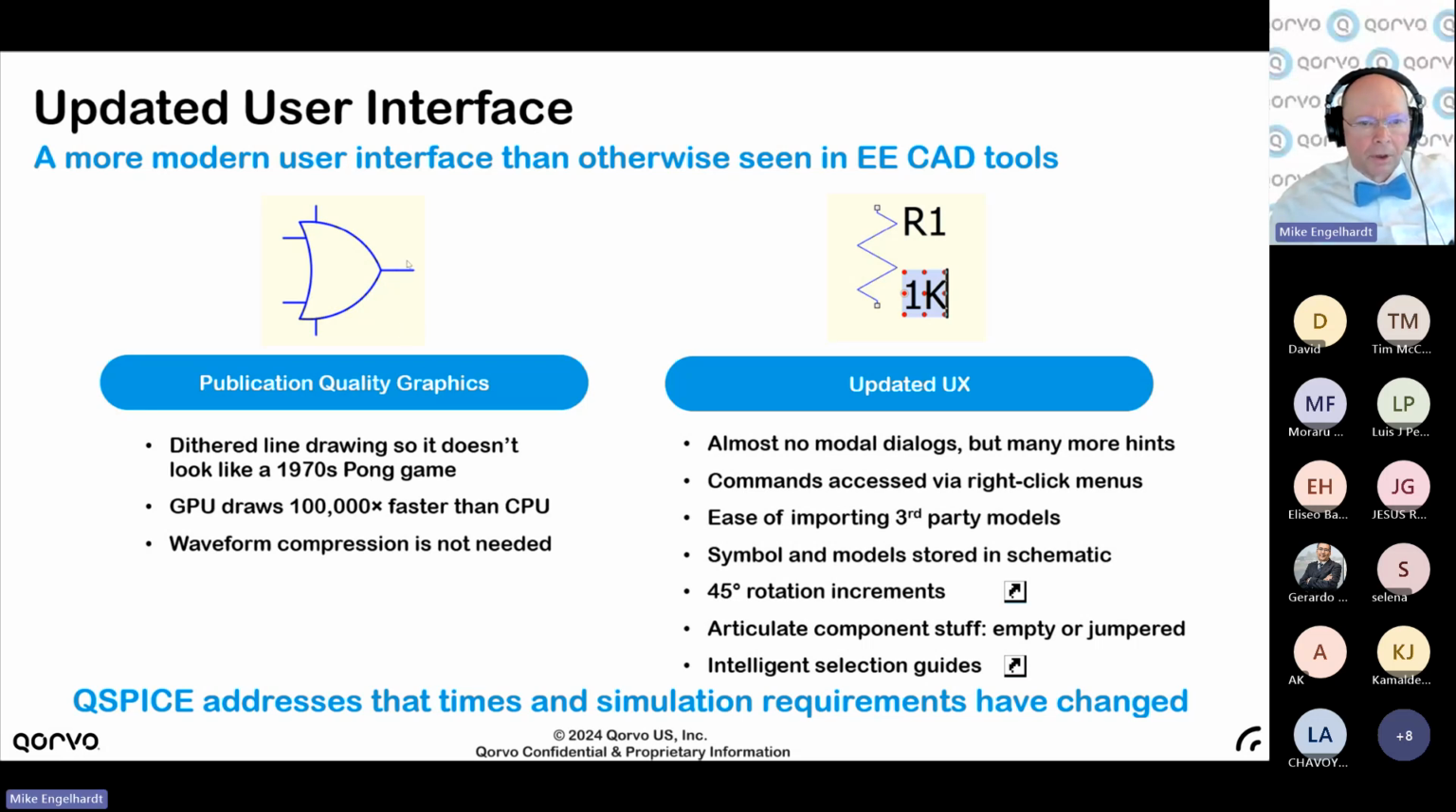So those are the three things that make QSPICE compelling: better SPICE basics, phenomenal mixed mode simulation capability, permanent desktop publishing quality graphics that's fantastically faster than what you've seen before. Okay, now other things about QSPICE is that the user interface is updated.